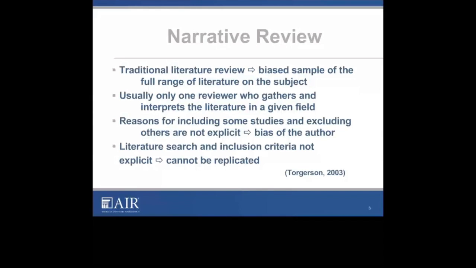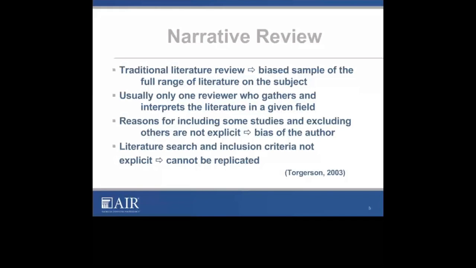All right, I want to start with the narrative review. Very early on, the traditional way of reviewing the research literature used to be the so-called narrative review. In a narrative review, we typically had only one reviewer who would gather and interpret the literature in a given field, because that person was deciding by his or her own standards what to include and what not to include. This often resulted in a very biased sample of the full range of literature on a given subject.